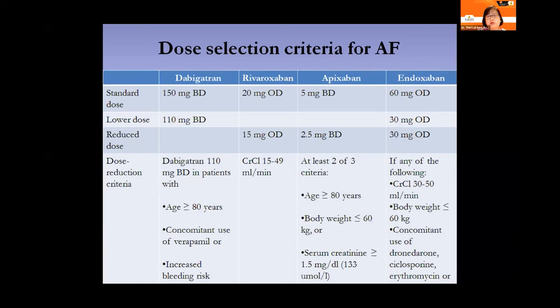This is the dose selection criteria for AF. In our country, we have rivaroxaban and apixaban. So rivaroxaban standard dose is about 20 milligram OD, and the reduced dose is about 15 milligram per day. And the indication for the reduction of the dose is the creatinine clearance. And apixaban is in the dose of 5 milligram BD, and the dose should be reduced if the patient is elderly, more than or equal to 80 years, body weight is less than or equal to 60, and the serum creatinine is high.